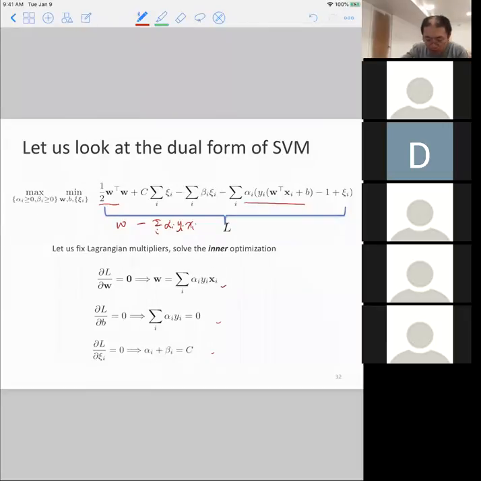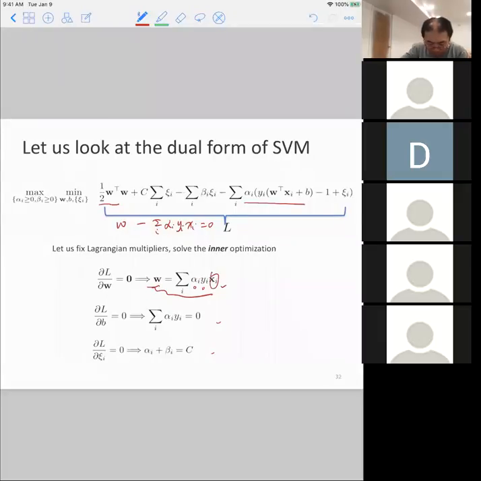And then if you set this gradient to be 0, you end up with W being a weighted summation of all the input vectors. And each input vector is weighted by this Lagrange multiplier alpha i and the label yi. This is a very useful reformulation of the W. We'll talk about it later. Right?